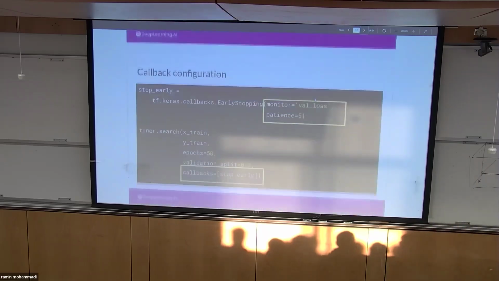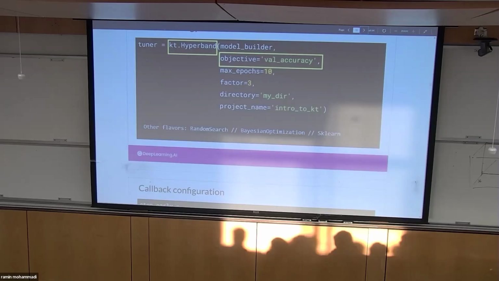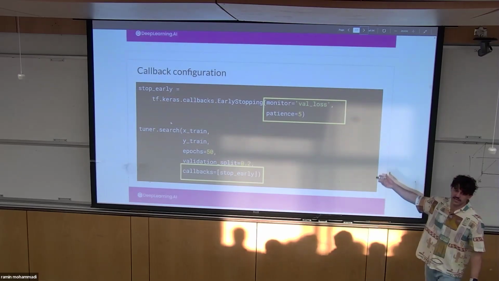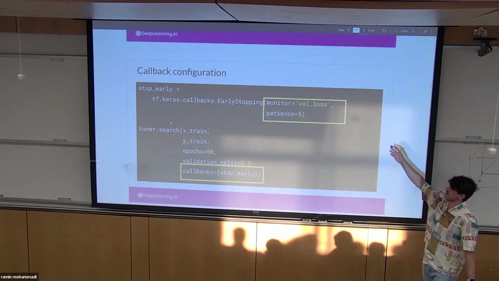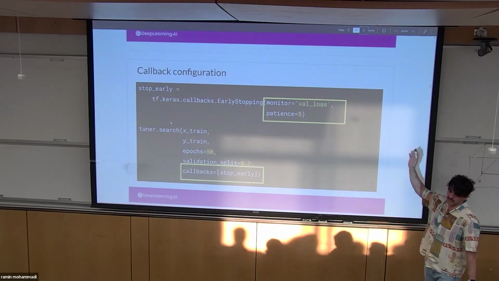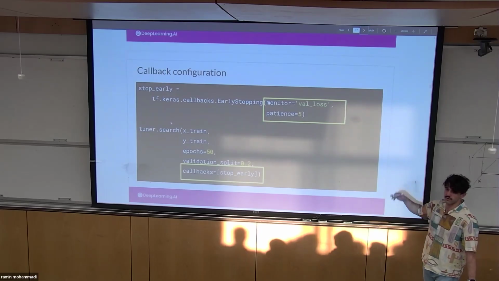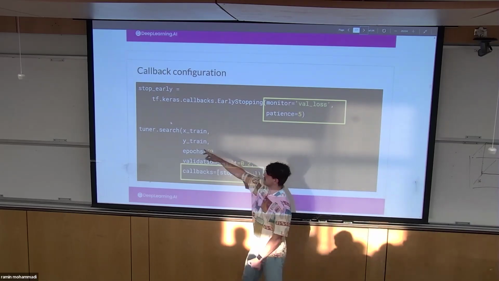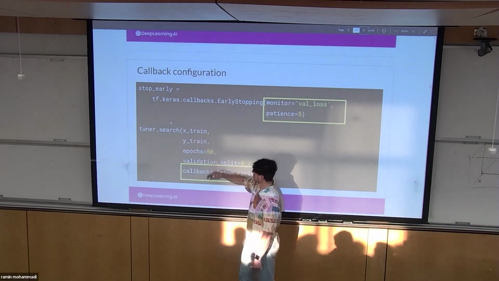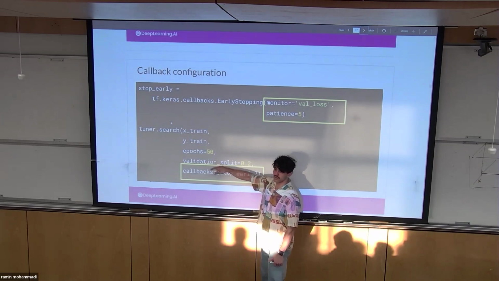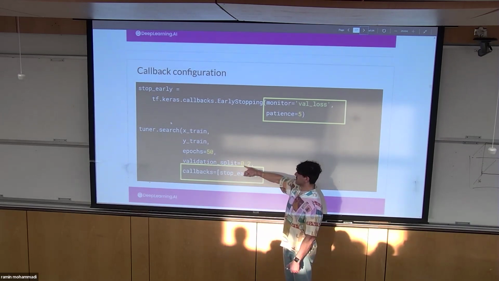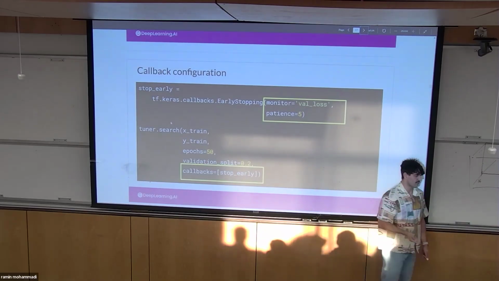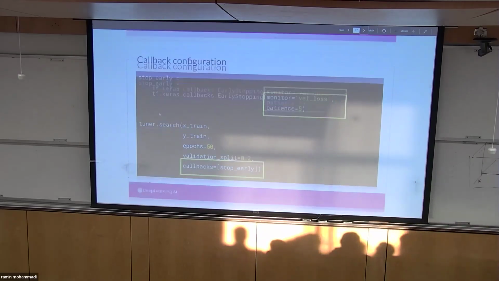So you create this tuner, and then you define some sort of early stopping. Basically, you say to monitor the validation loss, and if it didn't improve by 5 epochs, then stop. Then you start the training like this, tuner.search. You pass the data. Total epochs is going to be like 50. Validation split is this, and you put this callback, which is your early stopping, and you let it run.